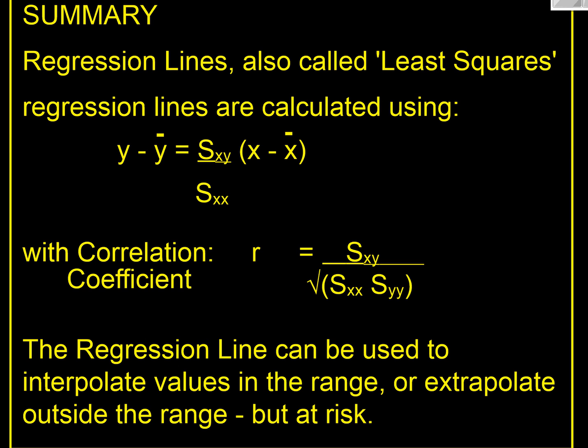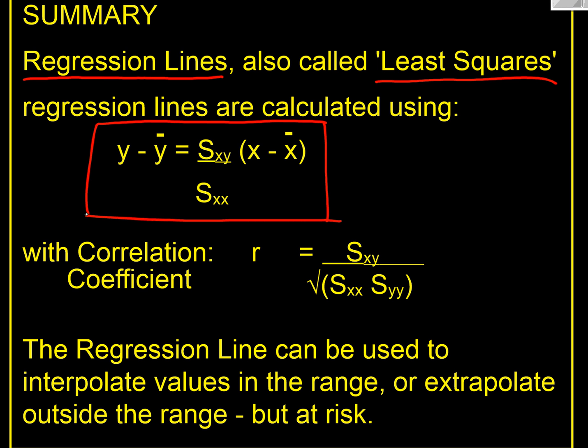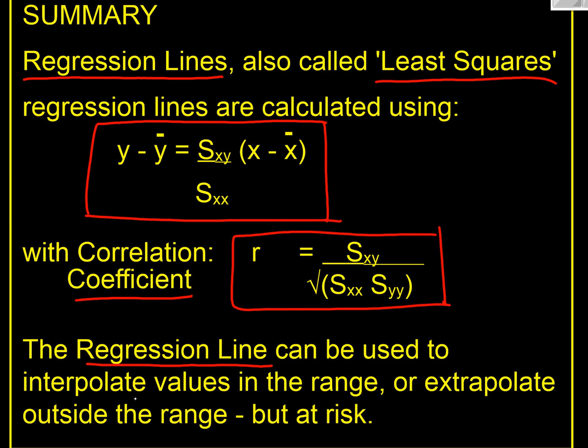Okay, here's our summary. Regression lines, or linear regression lines, are often called least squares. And here's the formula for a linear regression line. We would use our correlation coefficient if we needed to, and we can then use our regression lines to interpolate values in our range, or at risk we could extrapolate outside the range, but that would be a risky thing to do.